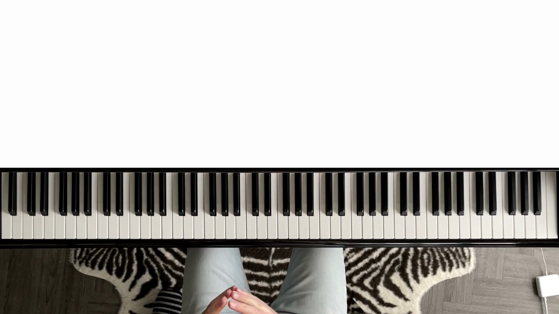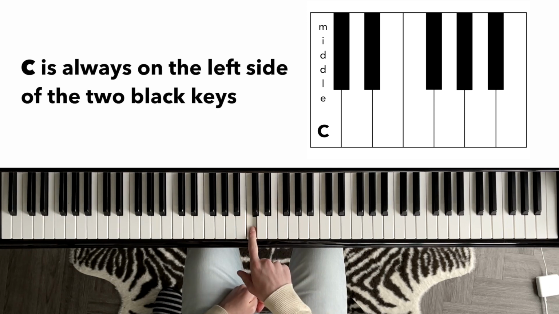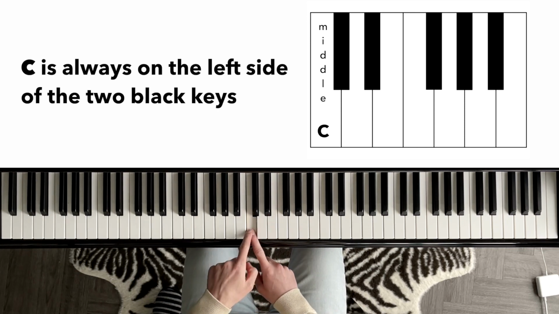So let's start with the easiest note, middle C. If you find the 2 black notes next to each other, the group of 2, on the left side of the 2 blacks is always going to be the note called C.